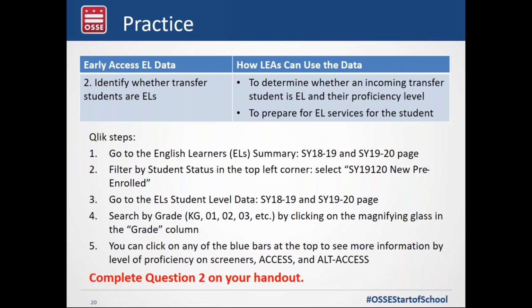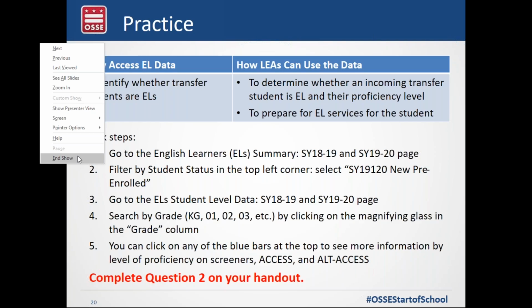To access this information, we will first go to the English Learner Summary sheet and then filter by status in the top left corner, selecting school year 19-20 new pre-enrolled, and then going back out to a different sheet, to the student level data sheet, and then searching by grade, either sorting by a particular grade or looking at all to see the results. So I will exit now from the PowerPoint and go back to the app to show you this.